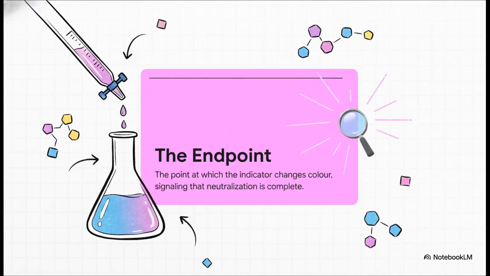Done. So what exactly is the endpoint? It's literally just the point where that indicator changes color for good. It's the visual proof, the smoking gun that tells us we've added exactly enough of our known base to neutralize every last molecule of the unknown acid. It's the most important clue we're going to get.